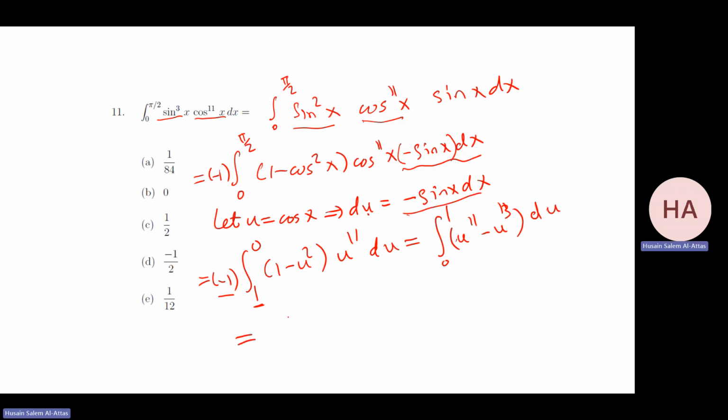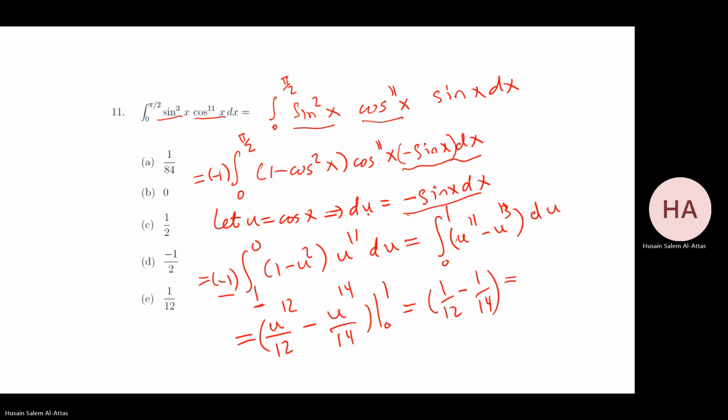That will be u to the power 12 over 12 minus u to the power 14 over 14, from 0 to 1, which is 1 over 12 minus 1 over 14. That will be 14 minus 12, 2 over 12 times 14. The minus from 0 is outside. This is cancelled, this is 7, this is 1. So I have 7 times 12, which is 84, and that will be my answer.